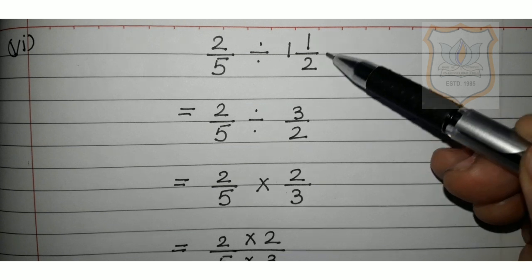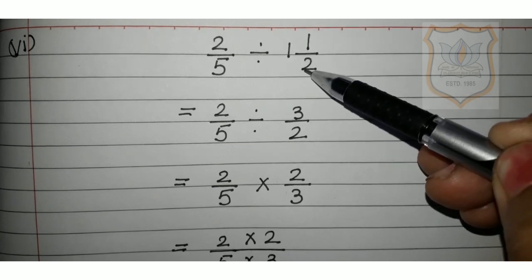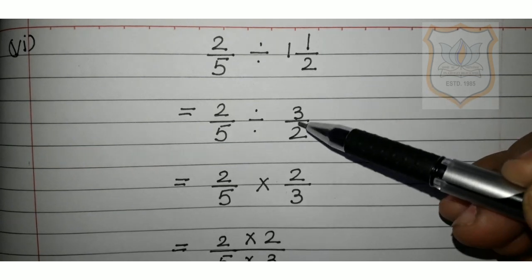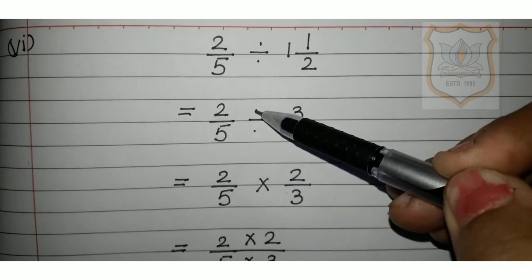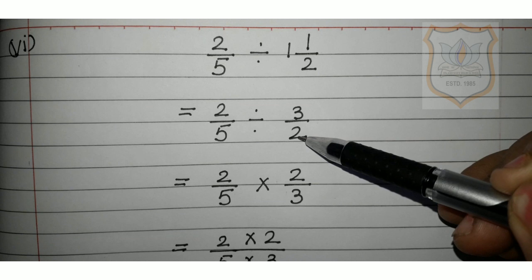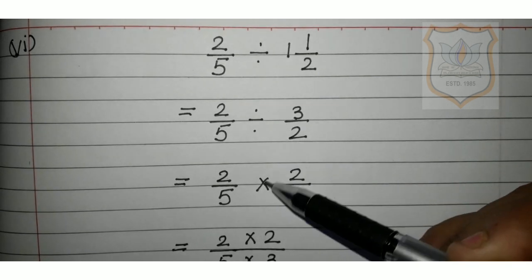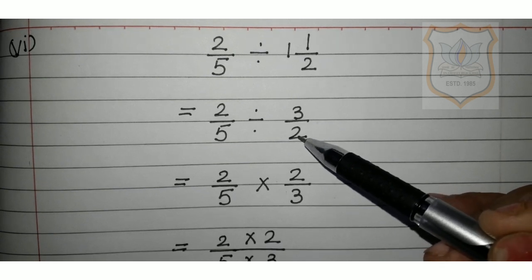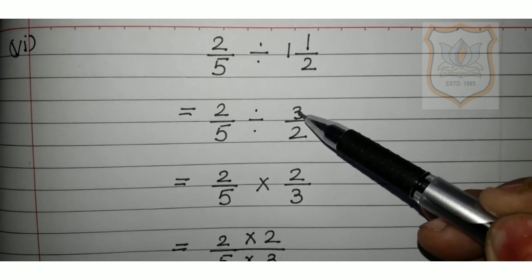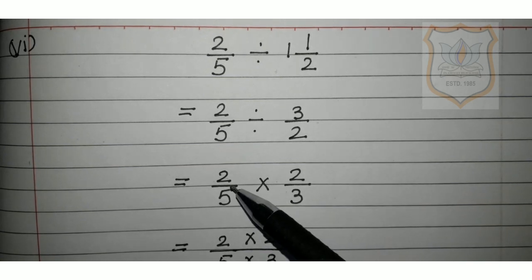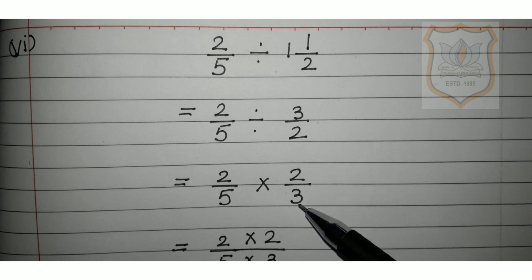First we will convert this mixed fraction into an improper fraction, that is 2 ones are 2 plus 1 is 3 upon 2. So 2 upon 5 divided by 3 upon 2. This divide will be converted into multiplication and the reciprocal of 3 upon 2 will be taken. The reciprocal of 3 upon 2 is 2 upon 3. Now our question will become 2 upon 5 multiplied by 2 upon 3.